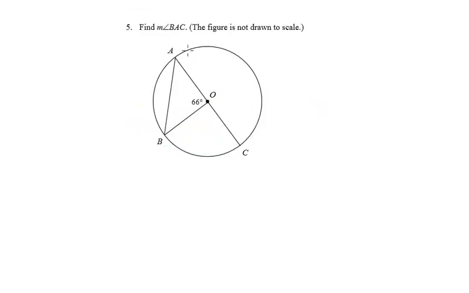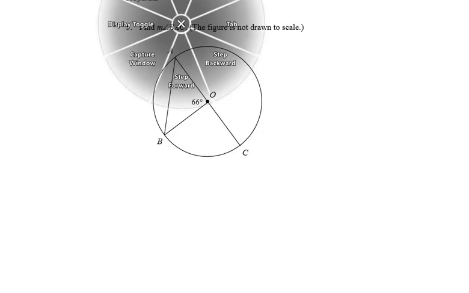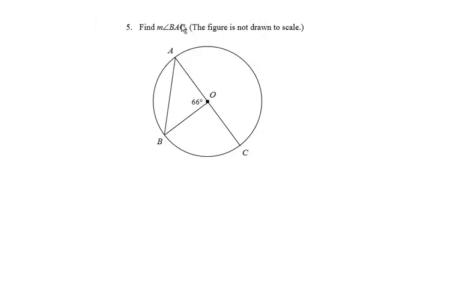Okay, so what do they give us? We have a circle, and they want us to find the measure of angle BAC. So they want us to find this.